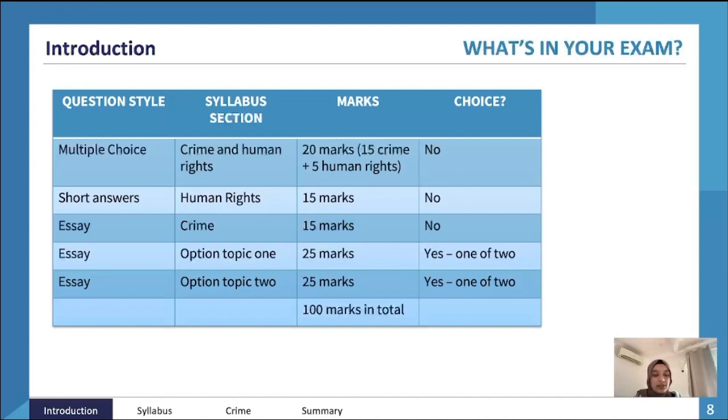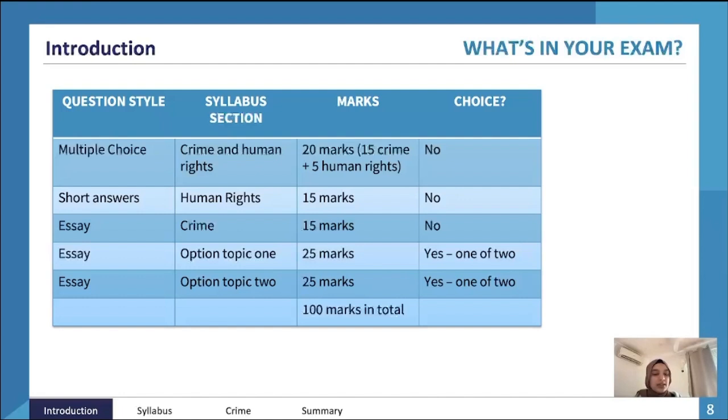Then we move on to short answers, where the syllabus section is human rights. So human rights is the area that you will be assessed on. This is going to be 15 marks, split up into a couple of questions. And again, you just have to do those short answer questions. That's not a choice.